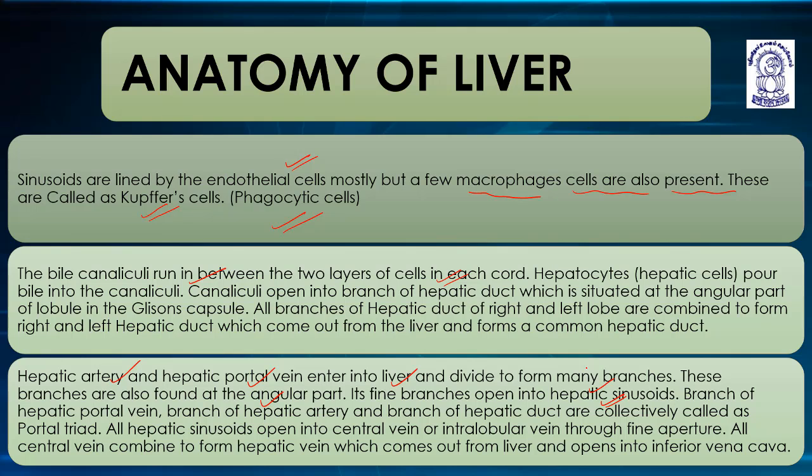All hepatic sinusoids open into the central vein or intralobular vein through a fine aperture. All central veins combine to form the hepatic vein, which comes out from the liver and opens into the inferior vena cava.